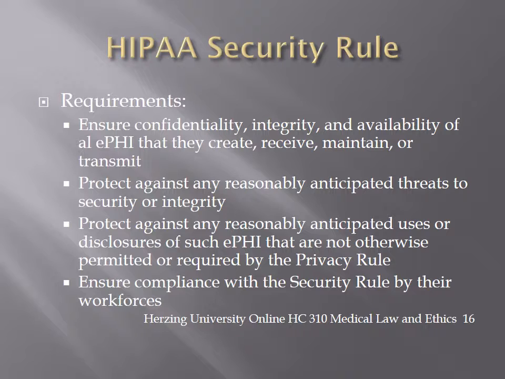The HIPAA security rule continued. Requirements under the HIPAA security rule for covered entities include the following. The entity must ensure confidentiality, integrity, and availability of the EPHI that they create, receive, maintain, or transmit. The covered entity must protect against any reasonably anticipated threats to security or integrity, and they should do this through their risk analysis. They need to protect against any reasonably anticipated uses or disclosures of such EPHI that are not otherwise permitted or required by the privacy rule. They must also ensure compliance with the security rule by their workforce.